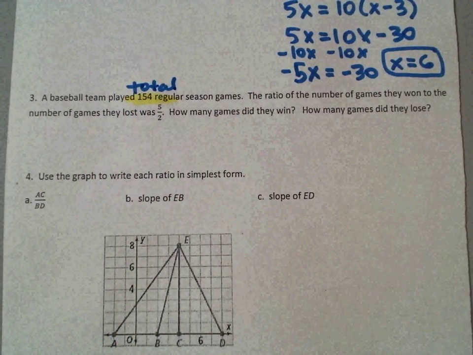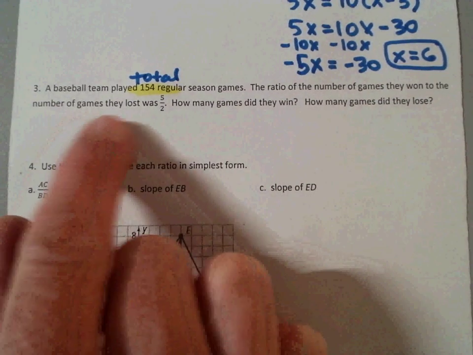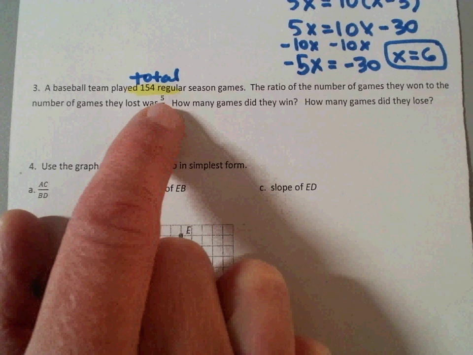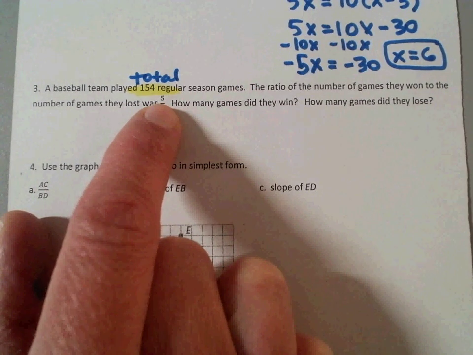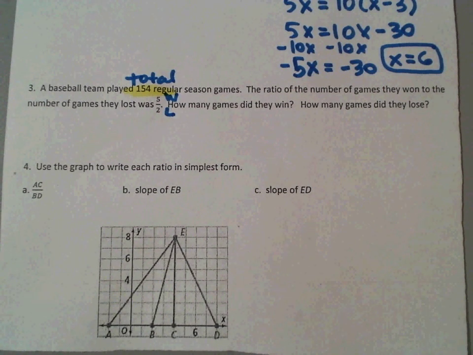The ratio of the number of games they won to the number of games they lost was 5 over 2. So 5 is the number of games they did what? Won. I would put a W up there, and 2 is the number they lost. Did they only play 7 games? 5 plus 2 is 7. Did they only play 7 games? Not necessarily. They could have played more than that, but they just won more than they lost. That's what that tells you, okay?